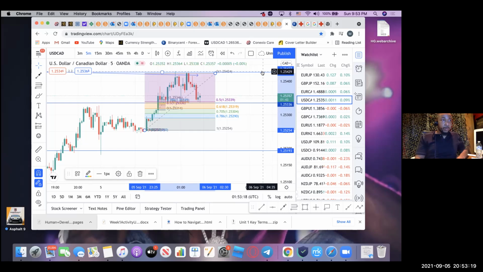You put the FIB on there yourself, and you saw the market hit a level of support, bounce right back off, and go up. So that was a great job.